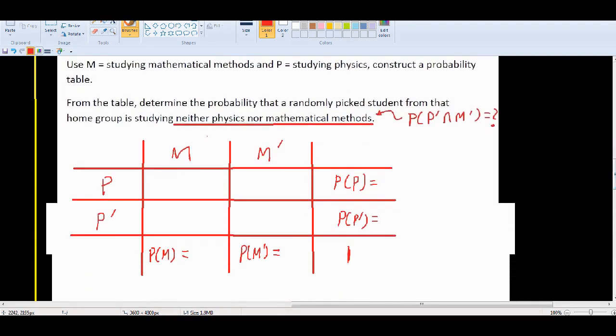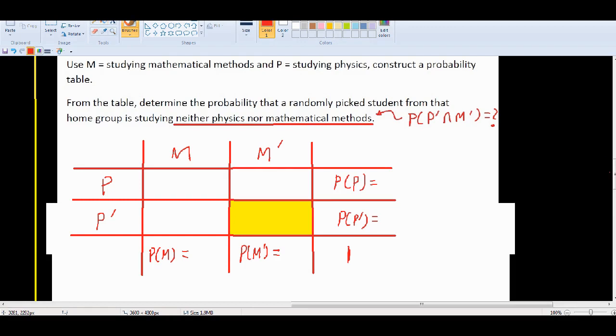So the question is, you need to find the probability that a randomly picked student from that home group is studying neither physics nor mathematical methods. So which cell are we going to find? No physics and no math, and they happen together. So that means the intersection should be this cell. So you are going to find this one.